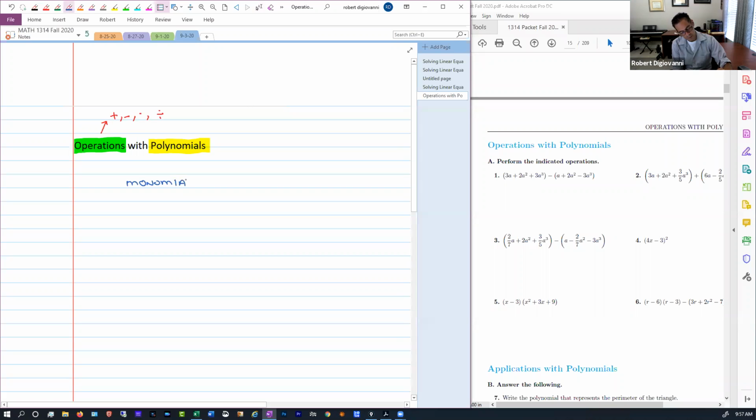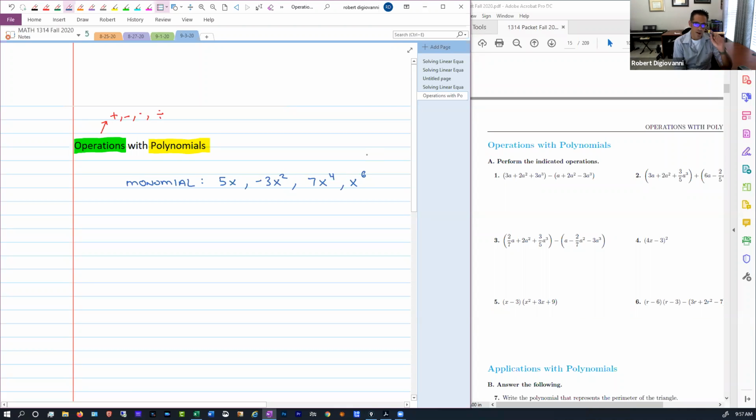A monomial, mono meaning one, is something. I'm just going to give you examples. Let's just look at examples of monomials. 5x is a monomial. Negative 3x squared is a monomial. 7x to the 4th is a monomial. Let me do one more. x to the 6th. All of those are monomials.